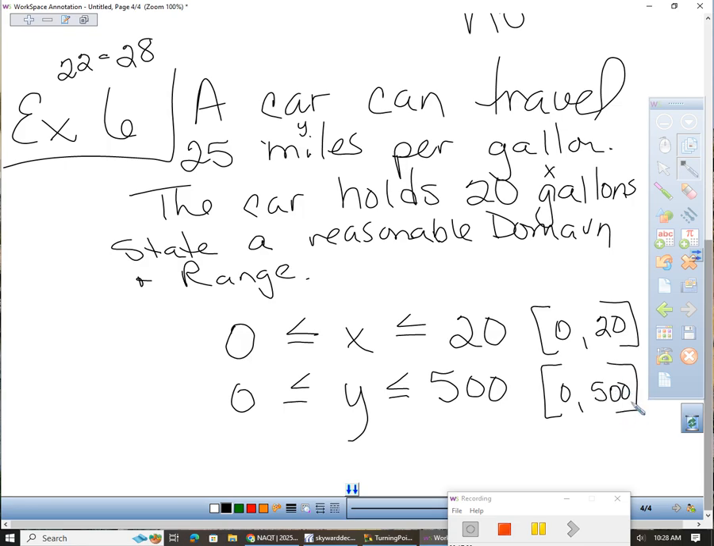But this is reasonable, right? I can have anywhere from 0 to 20, or anywhere from 0 to 500. It is on a tank of gas, not a single gallon. Yes, I agree. So you have 2 questions that ask you for reasonable. You've got to think about it, okay? That's all I'm asking you to do.